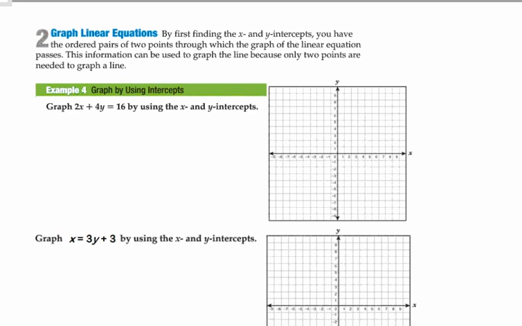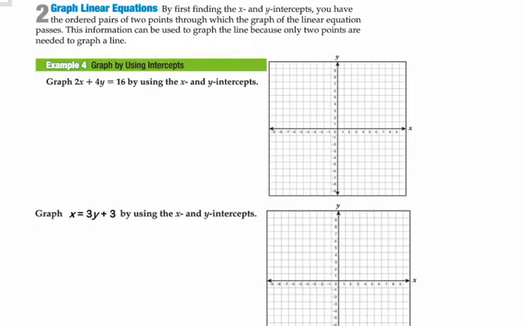Okay, now we're going to graph. We have been used to putting tables together. Now we're going to look at something else. Graphing these linear equations, it says by first finding the x and y intercepts, you have the ordered pairs of 2 points through which the graph of the linear equation passes. This information can be used to graph the line because only 2 points are needed to graph a line. So again, instead of creating a table, we're going to go ahead and plug in 2 values and figure out which values go with them.